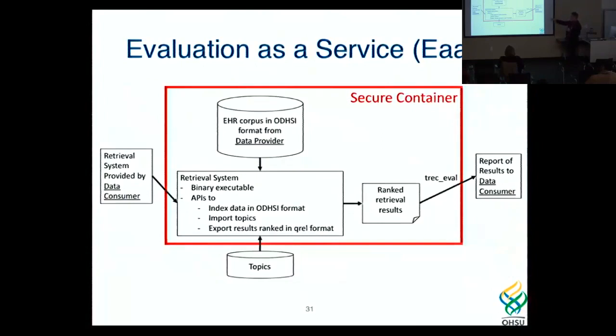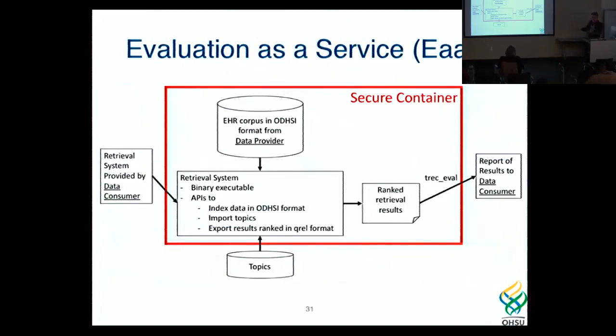There are some emerging standard formats for medical record research data. Some of you may have heard of Odyssey, which stands for the Observational Data, I can't remember the rest. Anyways, the idea is that, for example, the groups that participated in that TREC medical records track can send their system in a container that would then index and process the data. It gets fed the topics, it spits out results, and they get results back.